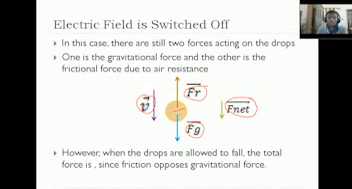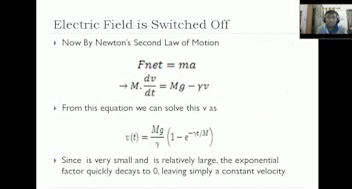Therefore, when the drops are allowed to fall, the total force is not zero, and the total force is not only the gravitational force but a bit less, due to the friction that opposes the gravitational force. Now by Newton's second law, we have F net equal to ma, and also F net is equal to mg minus gamma into v. Therefore from this we have the differential equation m dv by dt is equal to mg minus gamma v. When we solve the differential equation for v, we get the time varying equation for velocity as mg by gamma into 1 minus e to the power minus gamma t by m.